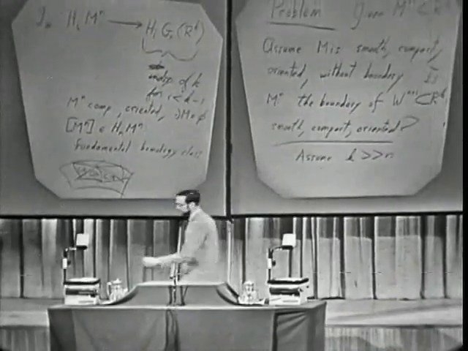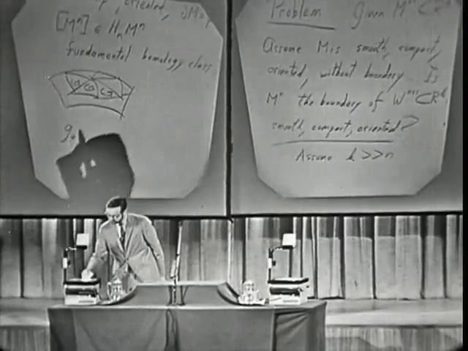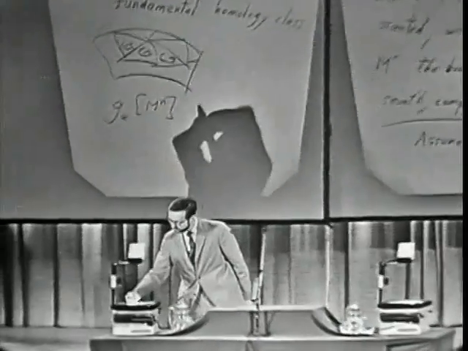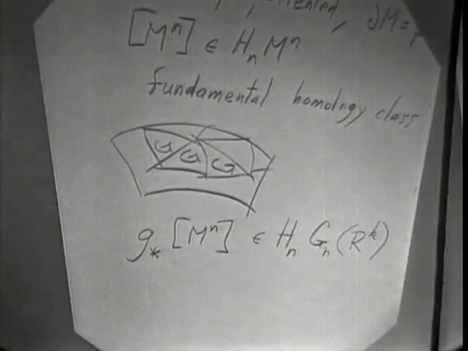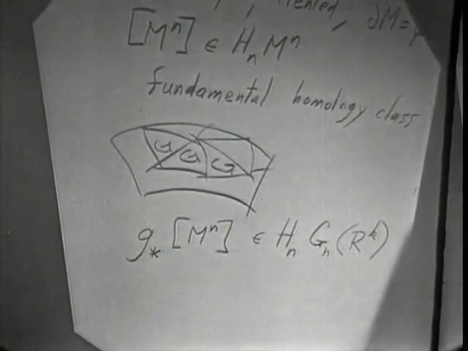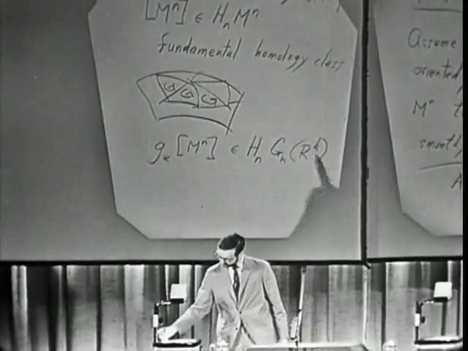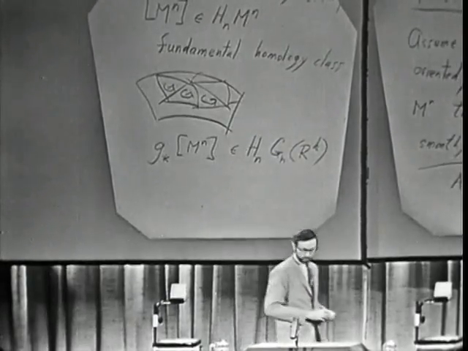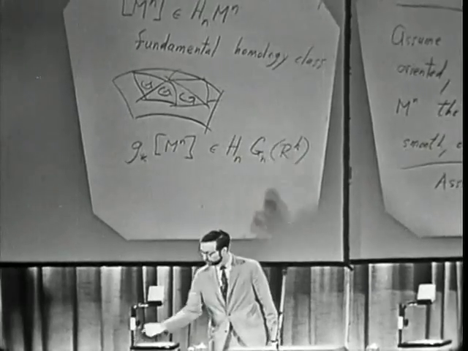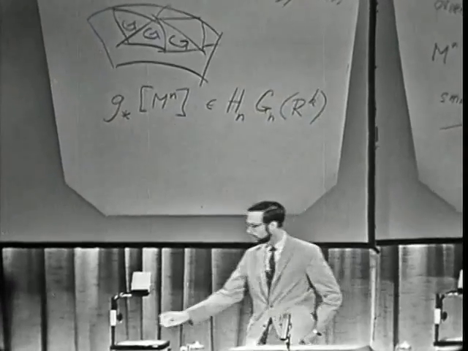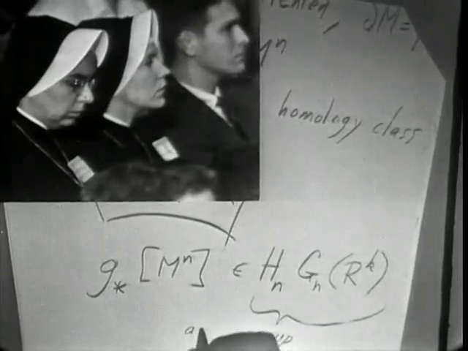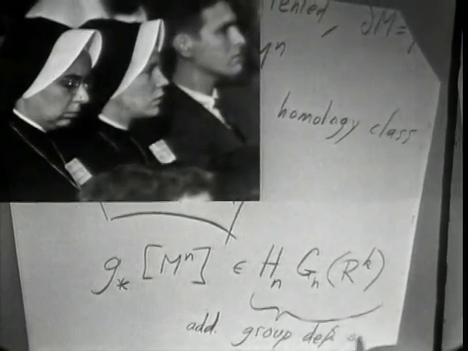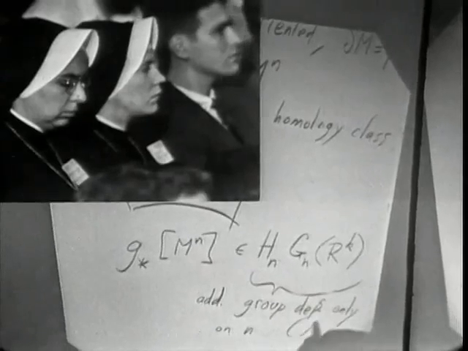And now we can consider the image of this fundamental cycle under the Gauss map. So I'll take G star of the fundamental class of M. And this is a homology class of dimension n in the Grassmann manifold. If I assume that K is definitely bigger than n, bigger than 2n, then this group does not depend on K, and we have a homology class in a certain fixed group. This is an additive group depending only on n for K large.